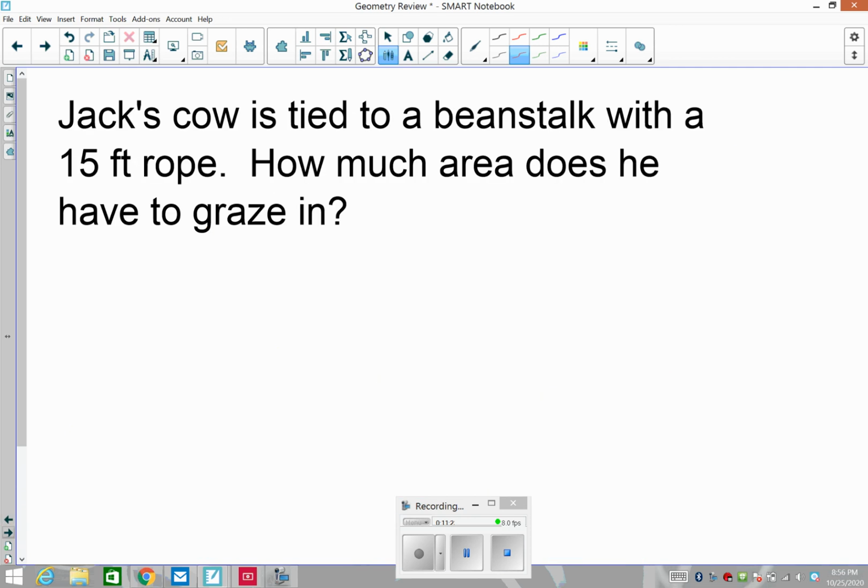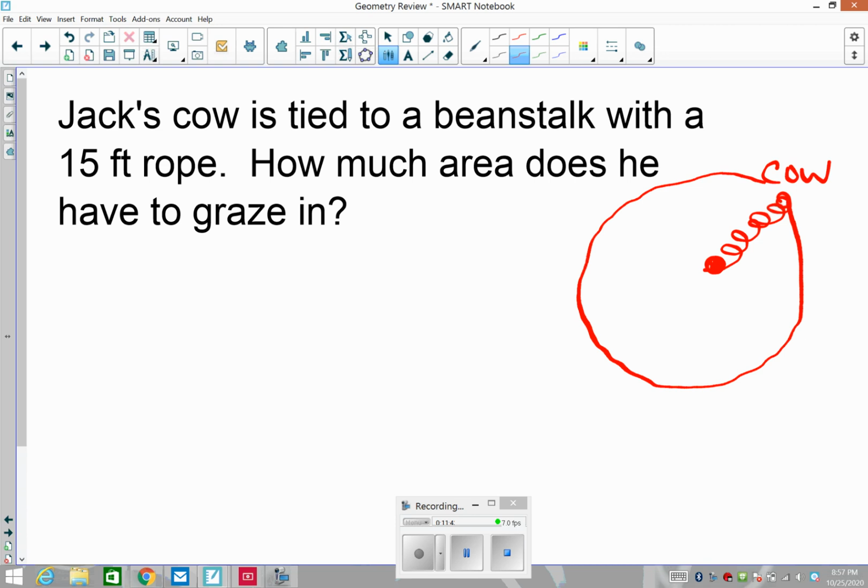Jack's cow is tied to a beanstalk. Okay, we've talked about a problem like this. So Jack's cow is right here, tied to a beanstalk. So here's the rope, or whatever you tie cows to. Here's the cow. Nobody needs me to draw, trust me. How much area does the cow have to graze in?